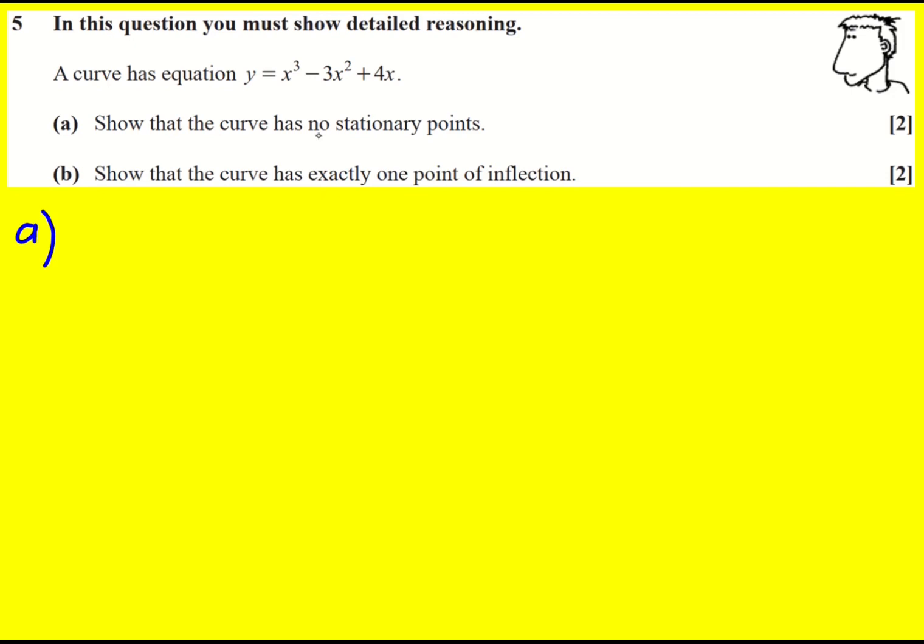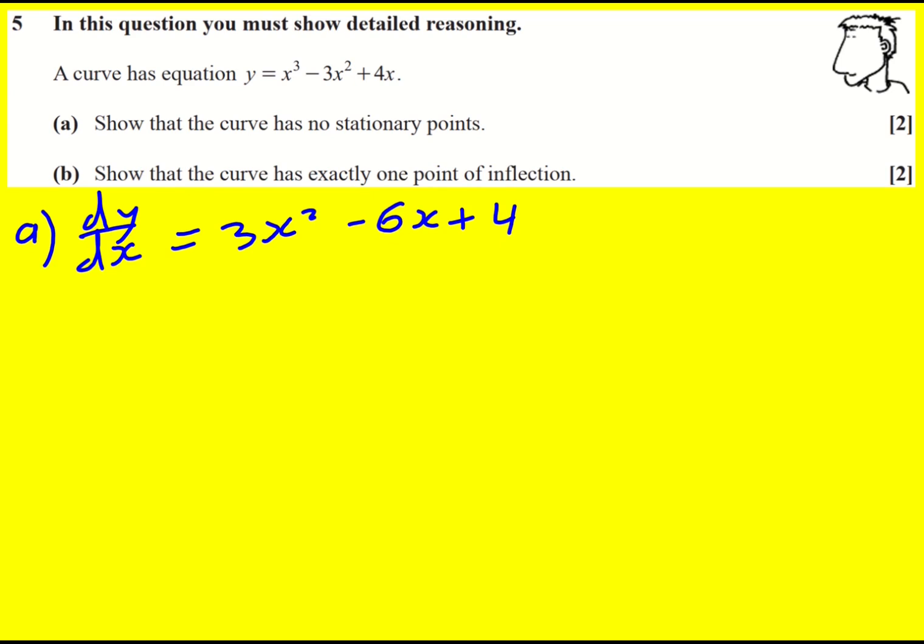Given an equation, we're asked to show that there's no stationary point. So first up, let's find dy/dx, the derivative. Differentiating is going to give 3x squared minus 6x plus 4, using our rule of powers for differentiating x to the n.